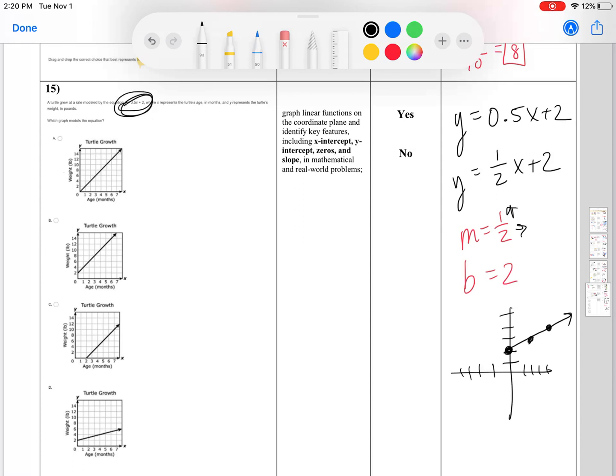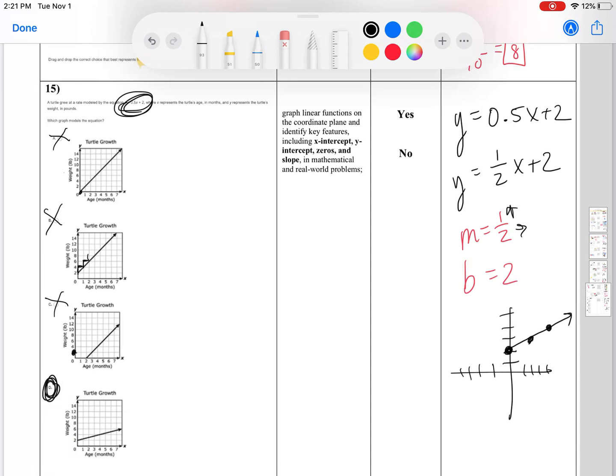So they gave us an equation, and it's asking which graph matches. Well, it's not A, because that doesn't start at 2. It's not C, because that doesn't start on the y-axis at 2. So now I need to check to see which one goes up 1 and over 2. The correct answer is D. This one's a little too steep. That slope is not correct for letter B.